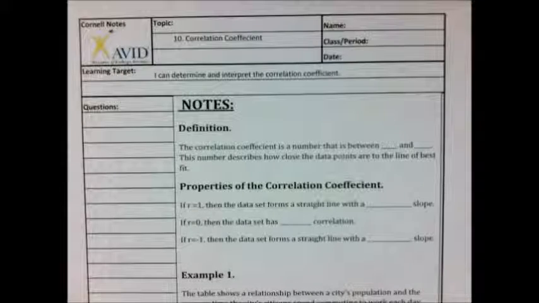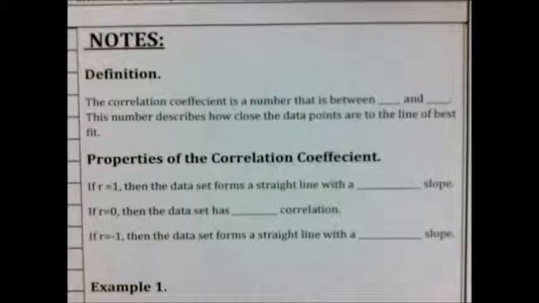Alright, now we're going to talk about the correlation coefficient, okay? And your learning target is: I can determine and interpret the correlation coefficient. So first, a definition. The correlation coefficient is a number between -1 and +1. This number describes how close the data points, in a given table or given set of data, are to the line of best fit.